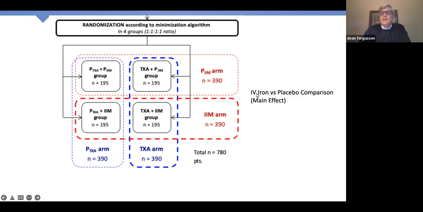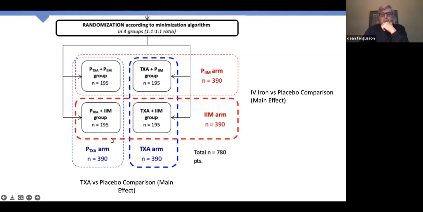The first comparison was IV iron versus placebo. So here, this would represent the placebo arm when comparing to IV iron, which is this arm. And then the other one was looking at TXA, so a TXA arm versus placebo arm. And as you can see, they were randomized in that 1:1:1:1 ratio. So in your placebo arm compared to tranexamic acid, you have a complete placebo arm, which is placebo TXA and placebo iron. But you also, in the placebo TXA arm, have an intravenous iron arm, okay?